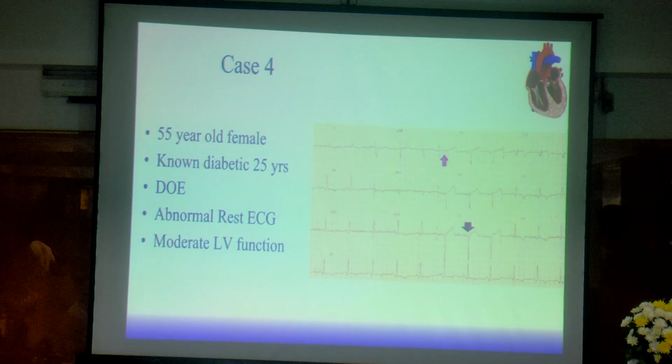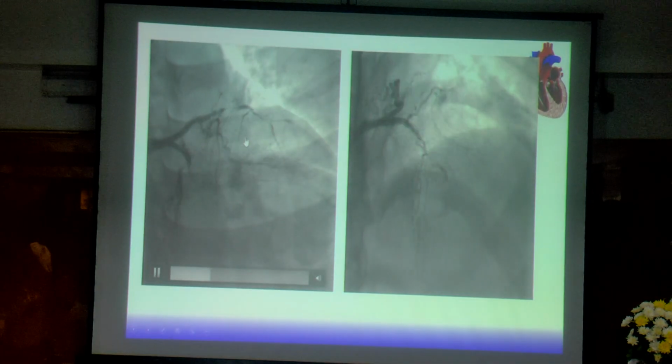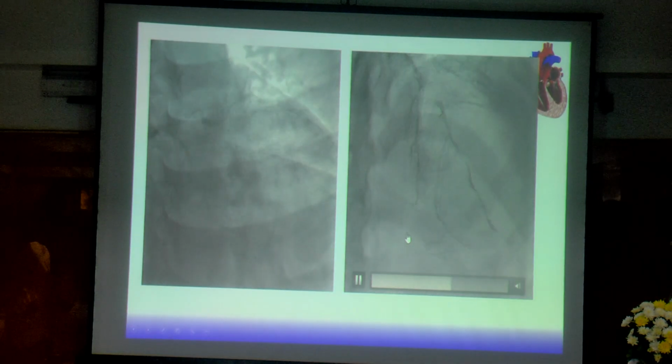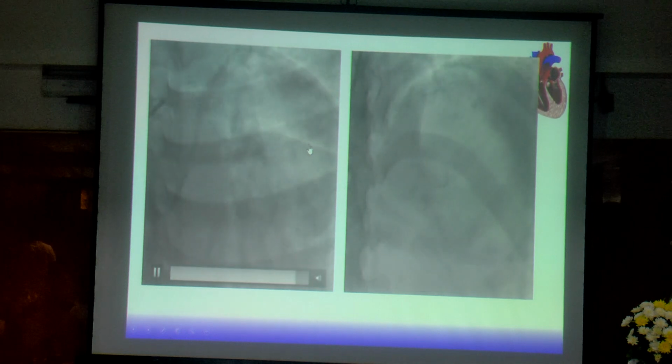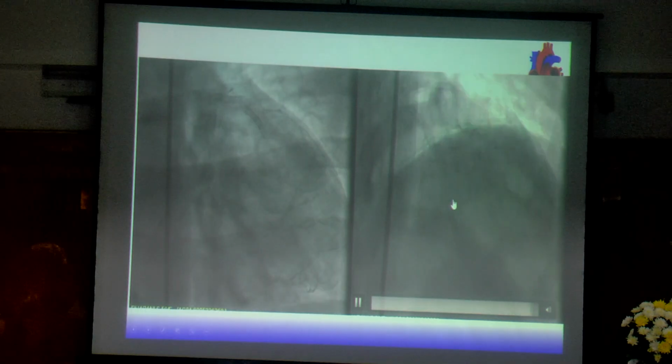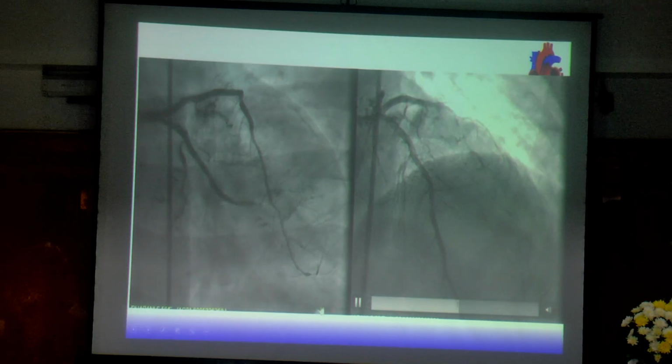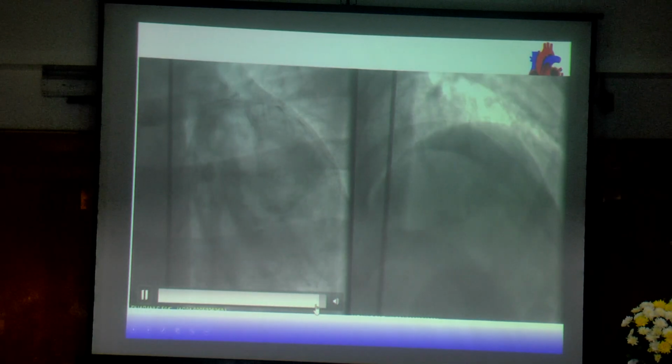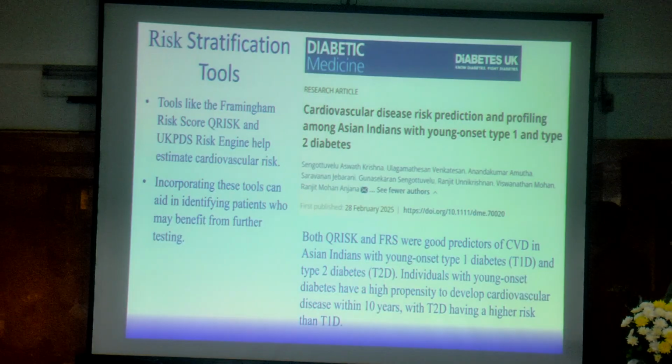I'll show you one more case. This is a 55-year-old lady, diabetic for 25 years, with an abnormal resting ECG with Q waves in the anterior leads, again a silent anterior wall MI with LV dysfunction. By the time the LAD was totally occluded, and we had to work on this LAD with multiple drug-eluting balloons. Finally we opened the LAD with stents and drug-eluting balloon. So these are all difficult to treat when they come very late. So we should identify early.